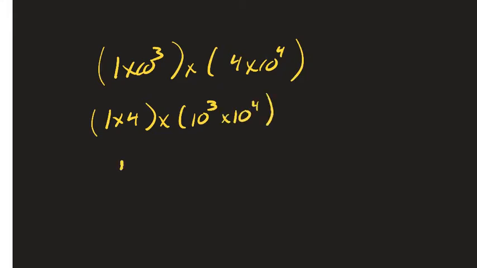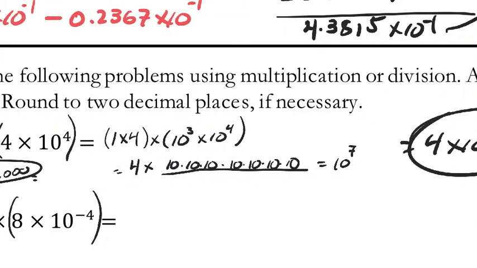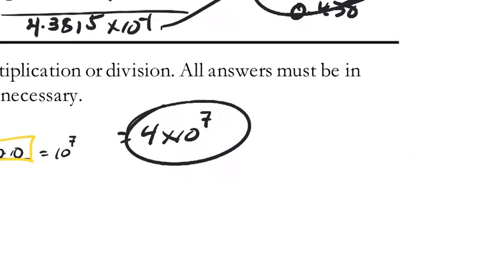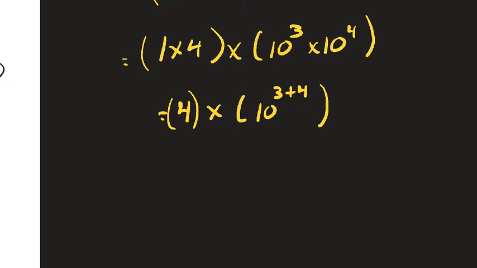In this case, 1 times 4 is 4. And now I'm going to take times 10 to the third, and we're going to add 4 to that. Because we saw earlier that we have the 3 here and the 4 there for a total of 7. So we can simply add the exponents as long as the base is the same. When multiplying, you add the exponents. So this is 4 times 10 to the 7th.